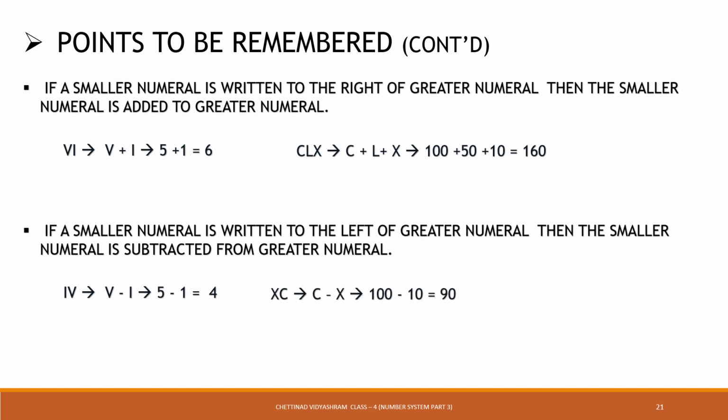Next, XC. X is 10, C is 100. So the small is written on the left hand side. The operation here is subtraction. So C minus X is equal to 100 minus 10, which is 90. Understood, children, how to write the Roman numerals?